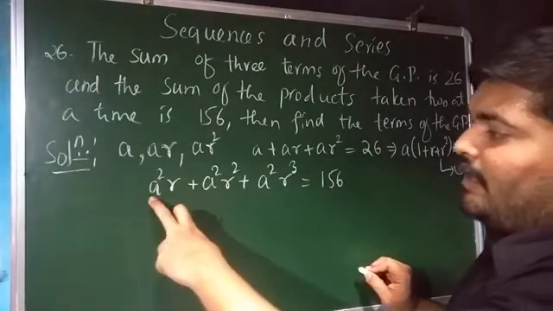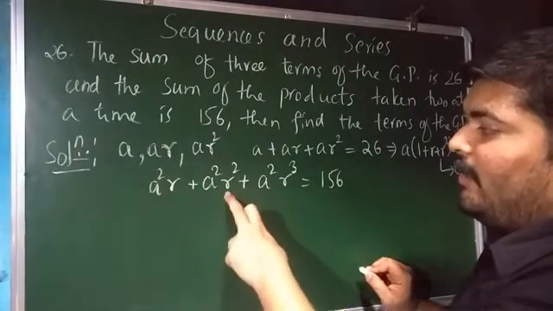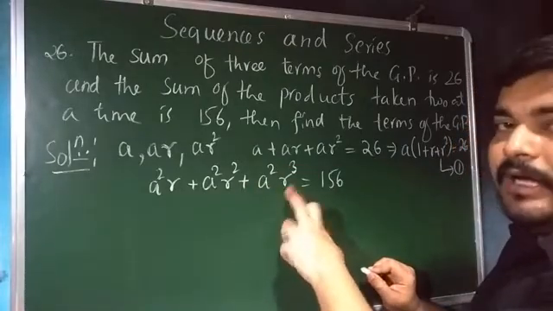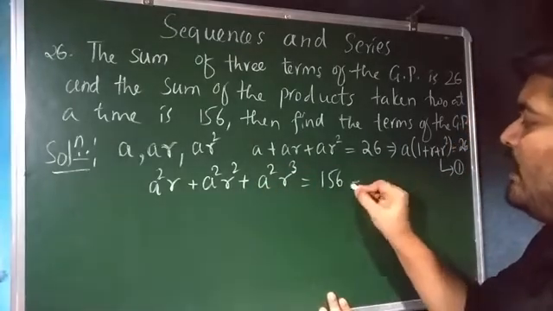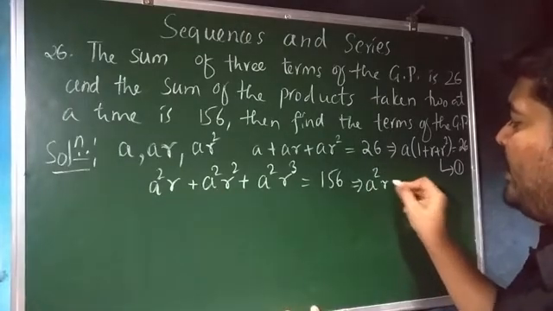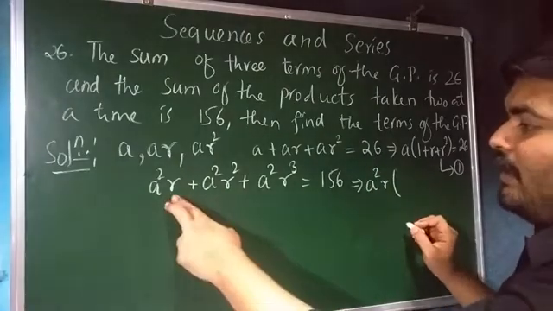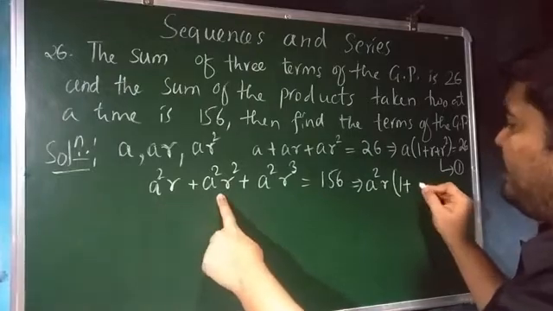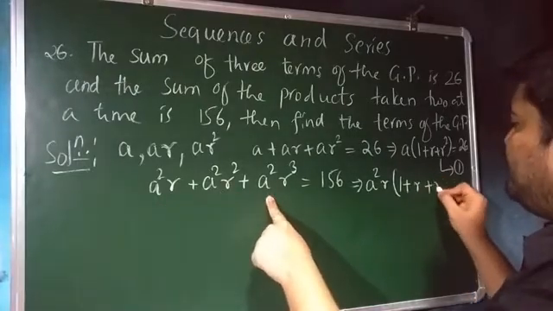Now see here, A square R is common throughout in these expressions. So you can take out A square R. What you are left with: here 1 is remaining, here R is remaining, here R square is remaining, isn't it?